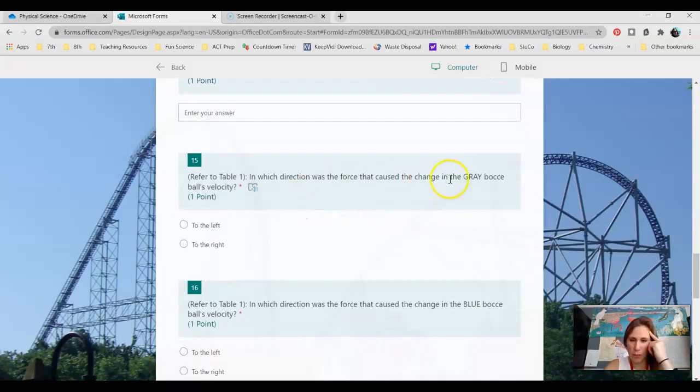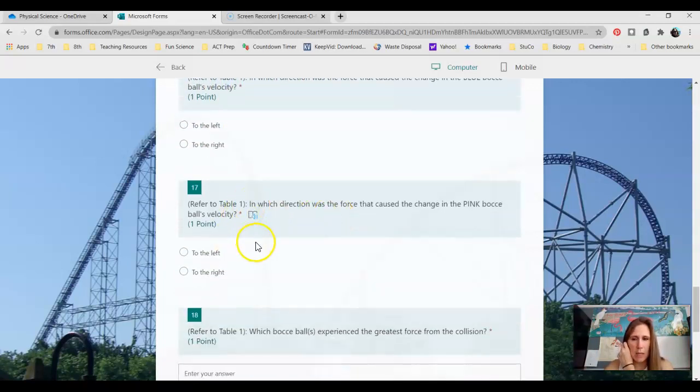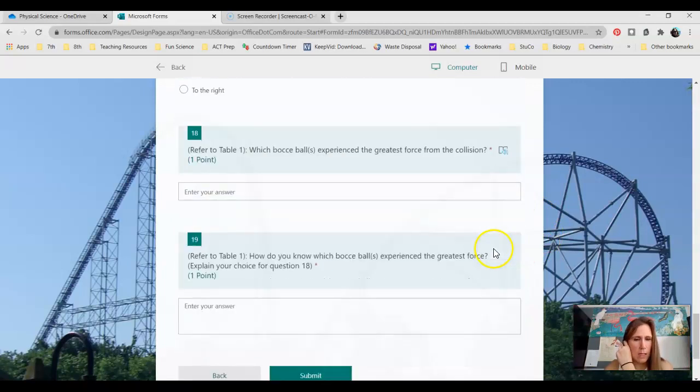In which direction was the force that caused the change? In the gray bocce ball. So if we're looking at just the gray bocce ball and we had another ball collide with it, or another force acting on that gray bocce ball, which direction was that force that caused its change in velocity from the table? Okay, and question 16, in which direction was the force that caused the blue bocce ball's change in velocity? So go up, look at the blue bocce ball's change in velocity, and tell me which direction a force would have occurred to cause that change. 17, same thing, but for the pink bocce ball.